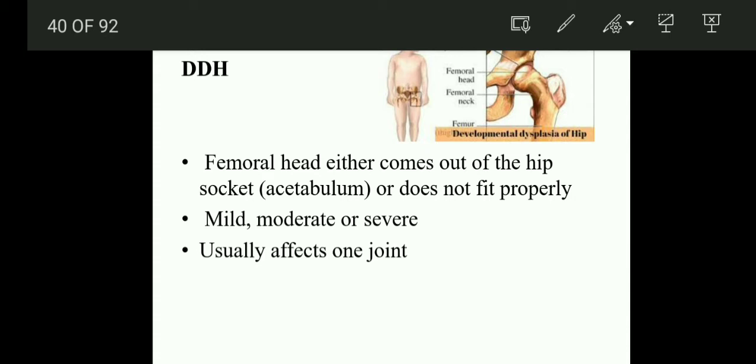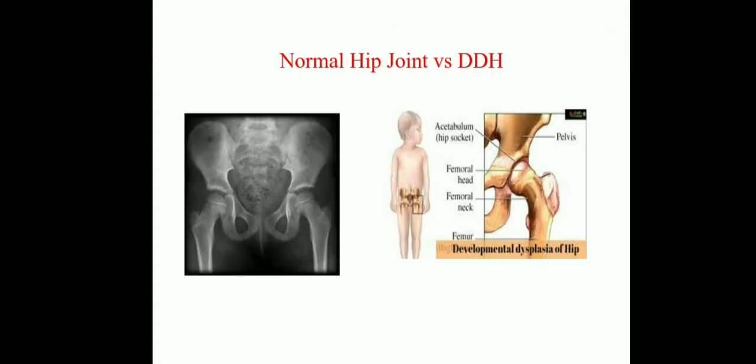Okay, here the hip bone is there. Mild, moderate, or severe conditions are there. It usually affects only one joint, one side of the hip only, where they get this deformity. Okay, this is about the DDH. And normal hip versus the DDH conditions.